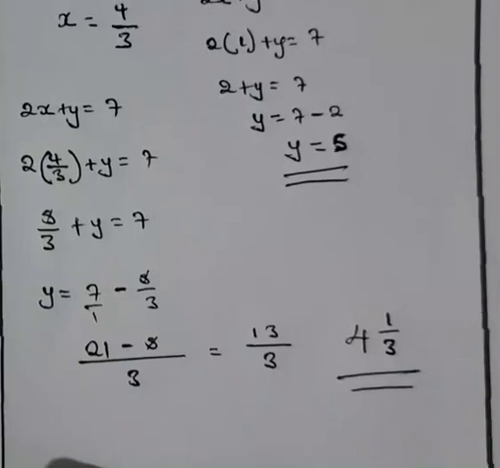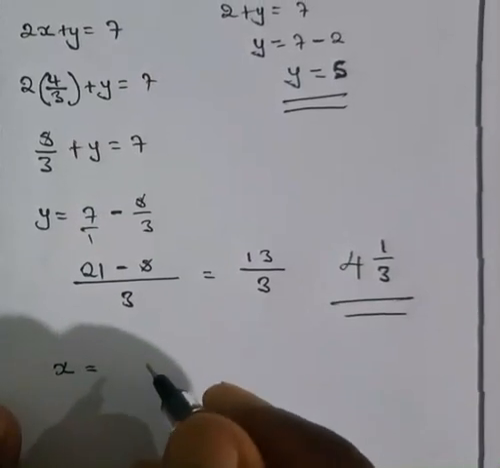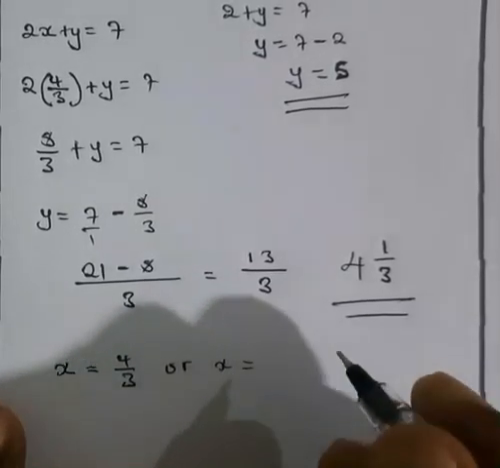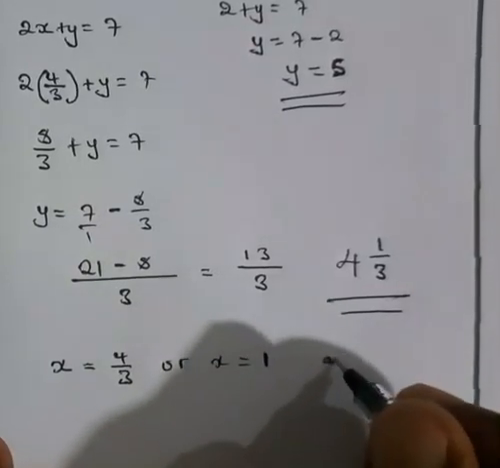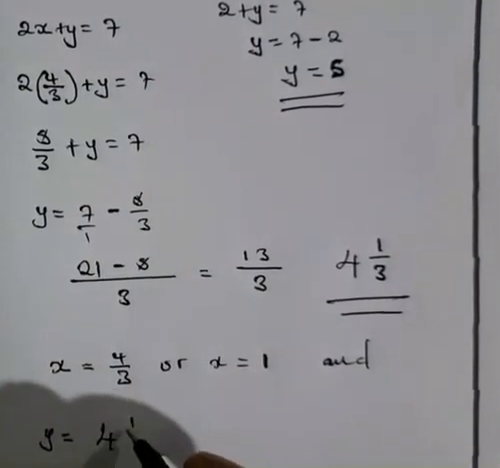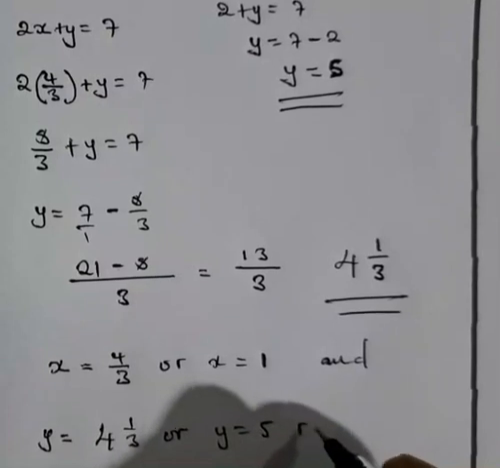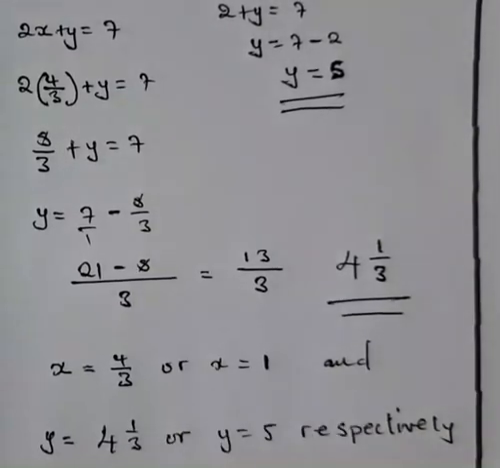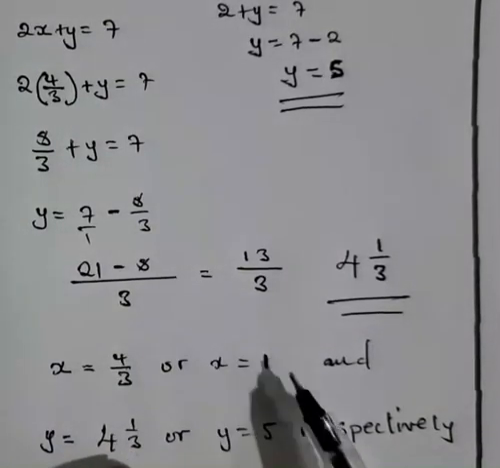So what is our conclusion? We have answers where x is equal to 4 over 3, or x is equal to 1, and y is equal to 4, 1 over 3, or y is equal to 5, respectively. I'm using this word respectively because it shows that when x is 4 over 3, then y is 4, 1 over 3. And when x is 1, then y is 5.